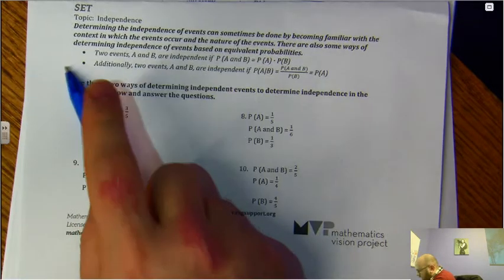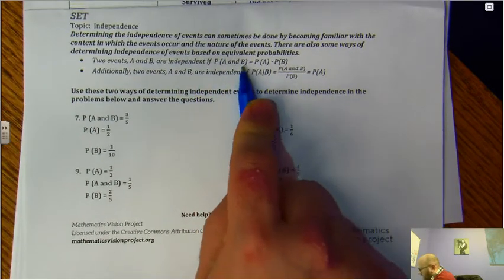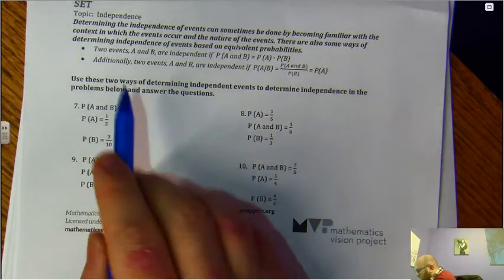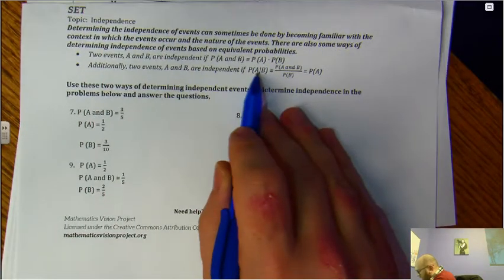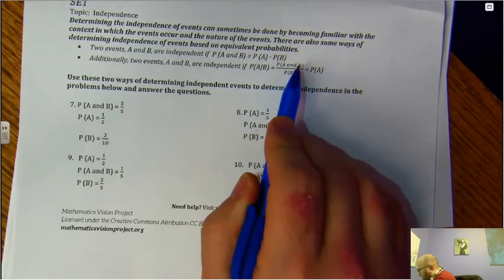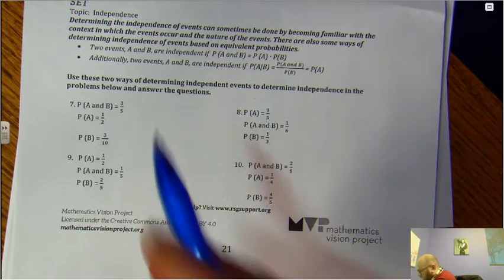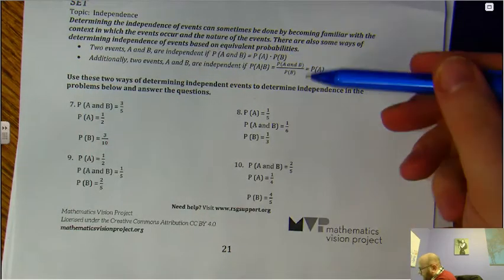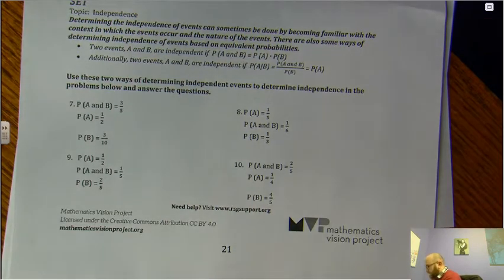So if we have two events, A and B, and they're independent, then the probability of A and B is going to be equal to the probability of A times the probability of B. Additionally, two events, A and B, are independent if the probability of A given B, which is the probability of A and B over the probability of B, equals the probability of A. So we're going to use these two ways of determining independence to see if these problems are independent. So here we go.